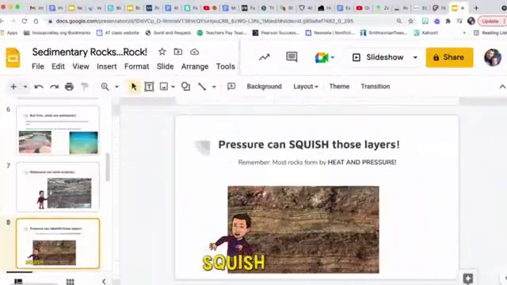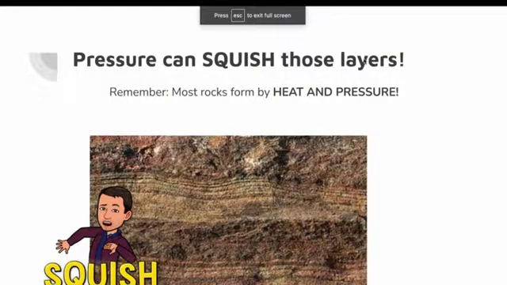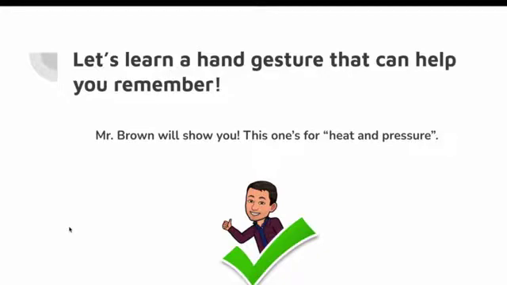Heat and pressure are really important to making rocks. So they get squished down. The heat and the pressure presses the layers tighter and tighter until eventually those layers form a sedimentary rock. Hey, I just showed you that. It's the one for heat and pressure. The heat and the pressure squish the layers, and those layers turn into rocks.